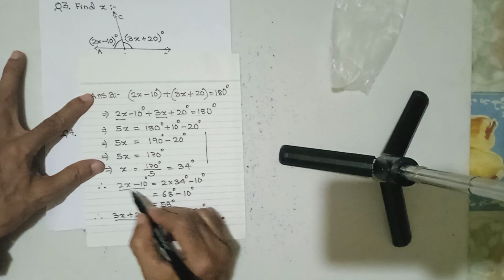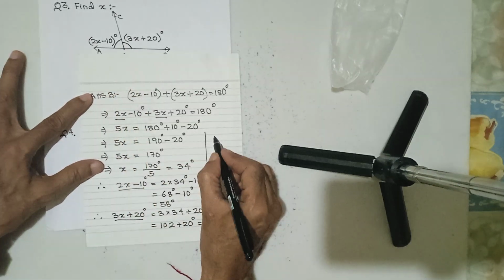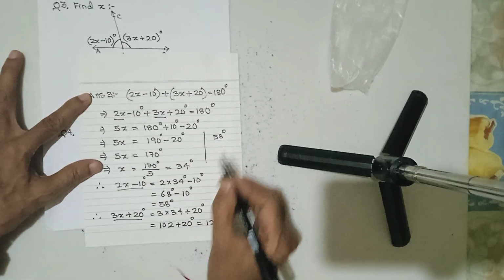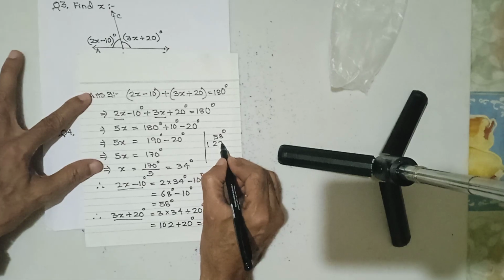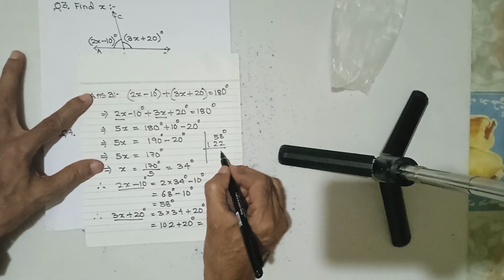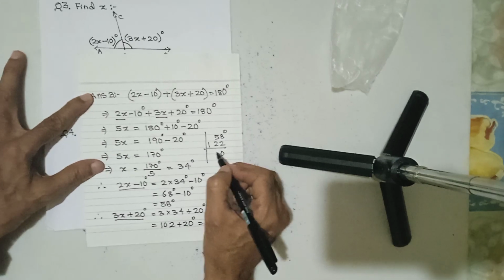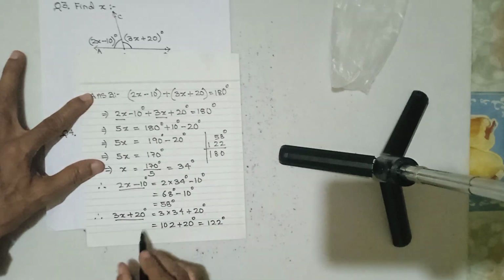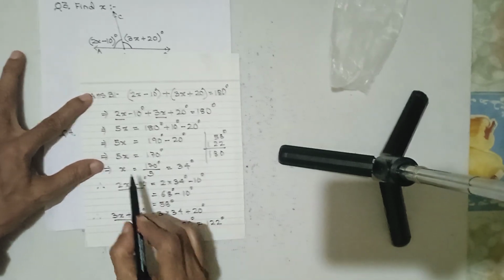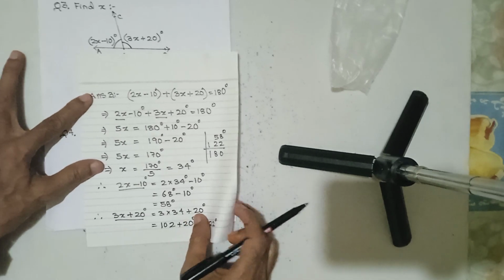So let us check. First this was 58 degree and this was 122 degree. When we add, we get 180 degree. So our answer is correct. So x is equal to 34 degree is the answer.